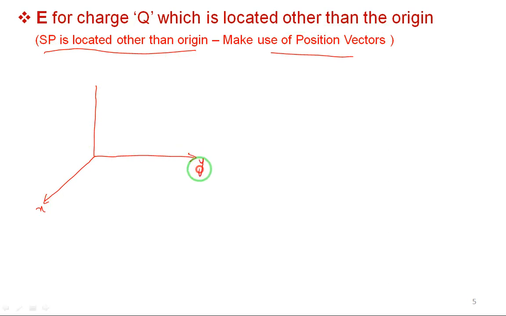x-axis, y-axis and z-axis, and origin is here, but I will not place the source point here at the origin. Other than the origin means somewhere I will place it here. So let me call it as Q1, or simply Q also I can call it. Okay, let me call it as Q only. And it is at some distance, that is, let me call it as source point R vector, position vector. Then this is the source point SP, and it is positively charged.